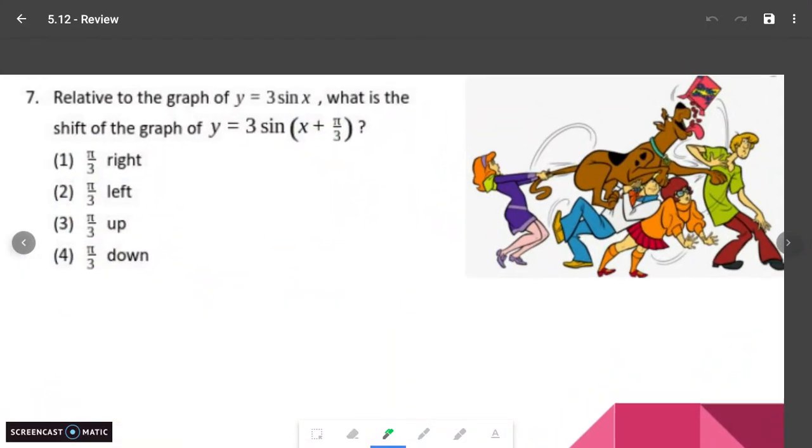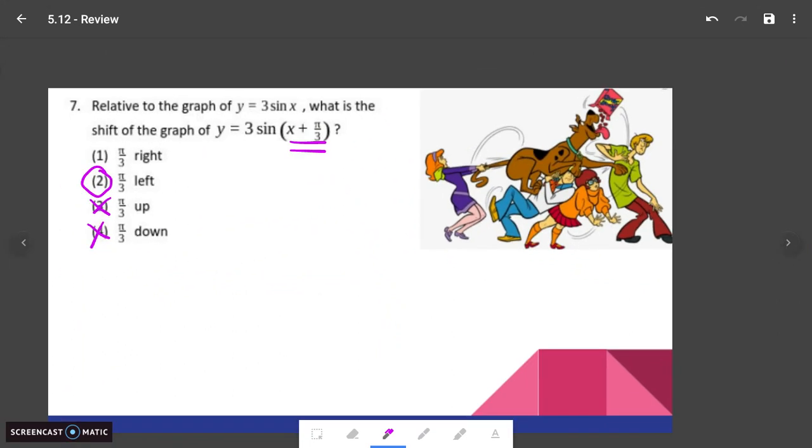Relative to the graph of y equals 3 sine x, what is the shift on the graph? So remember, we're inside the parentheses, which means it's a horizontal shift. So 3 and 4 are gone. It would be outside of those parentheses if it was vertical. And remember, it goes the opposite, so it's really going to the left. Now, you don't really have to deal with graphing any horizontal shifts. You just have to be able to read them for multiple choice question purposes or like descriptions.